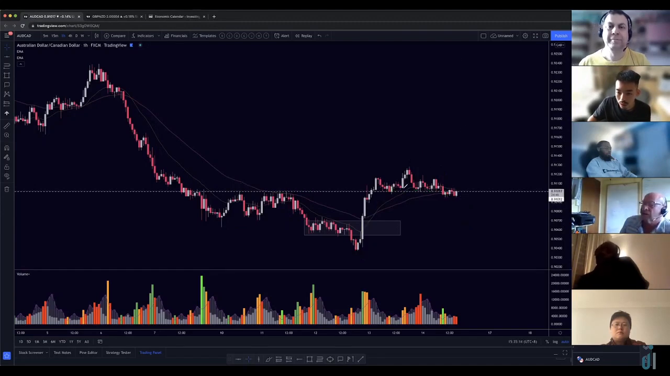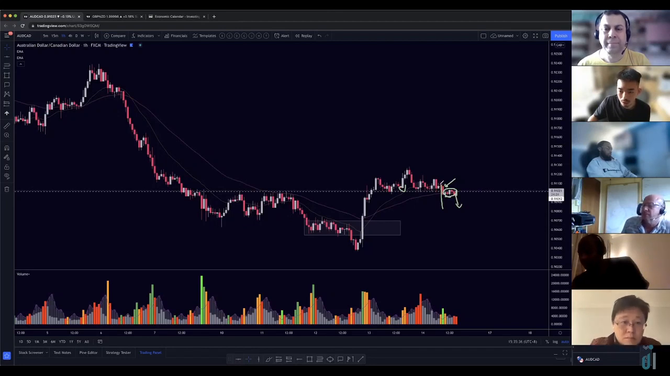Yep. So I have the same analysis about this one. The only thing that I'm worried about is this break here doesn't look big enough for me to assume that this is a retest to sell. It might be, based on the other correlated pairs. But ideally speaking, I would like to have a bigger push and a more extended pullback.